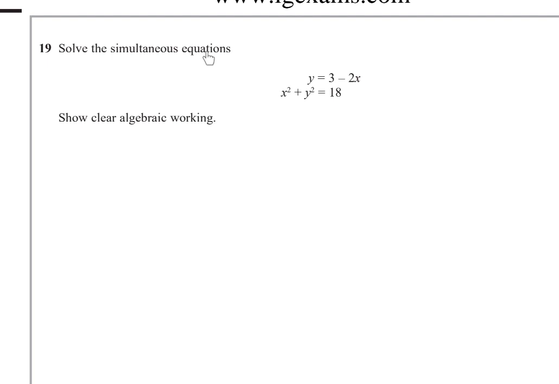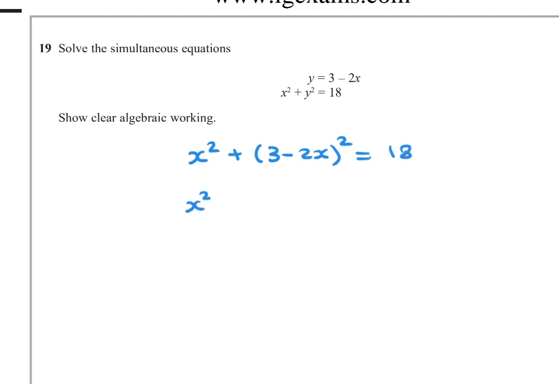Question 19. Solve the simultaneous equations y equals 3 minus 2x, x squared plus y squared equals 18. You have two equations, one linear and one quadratic. Substitute from the linear into the quadratic. So x squared plus, now substituting y equals 3 minus 2x in the second equation, (3 minus 2x) all squared equals 18.